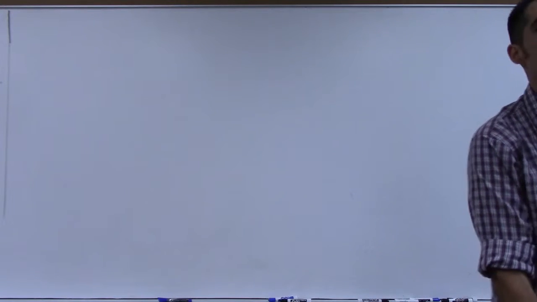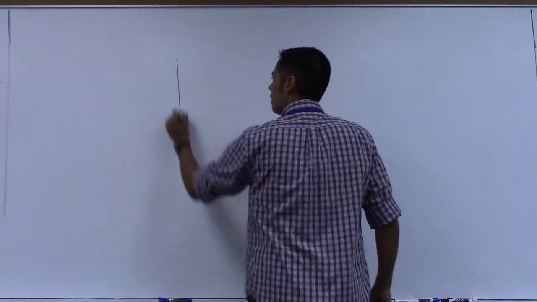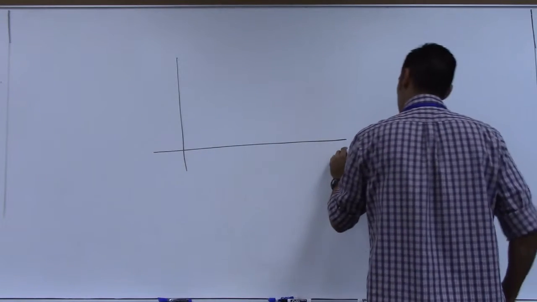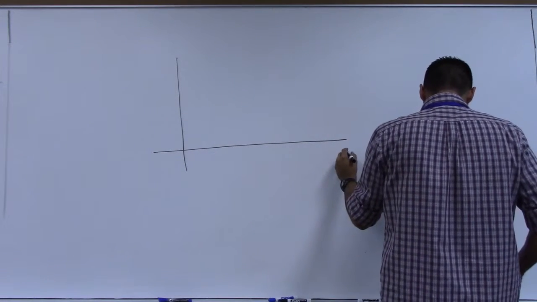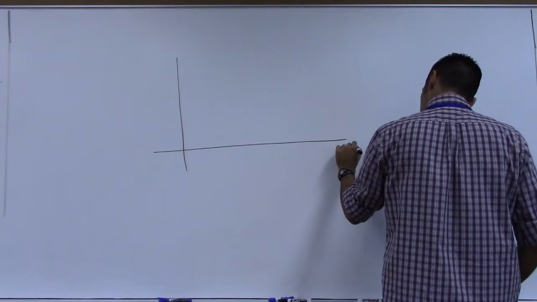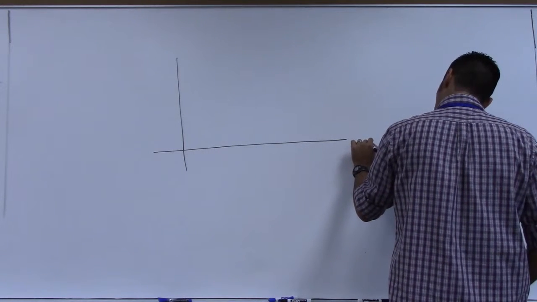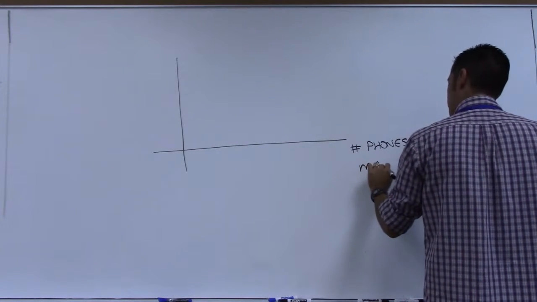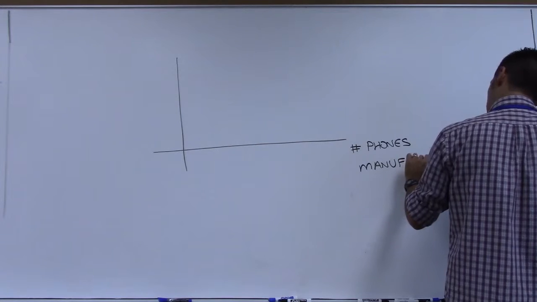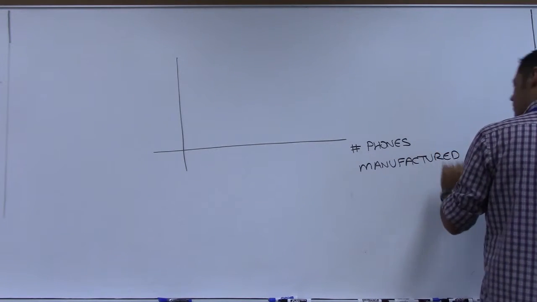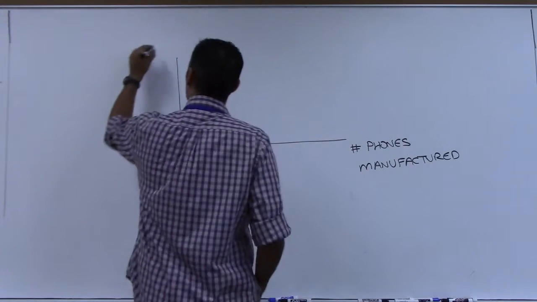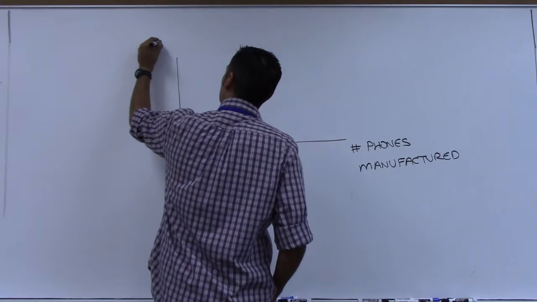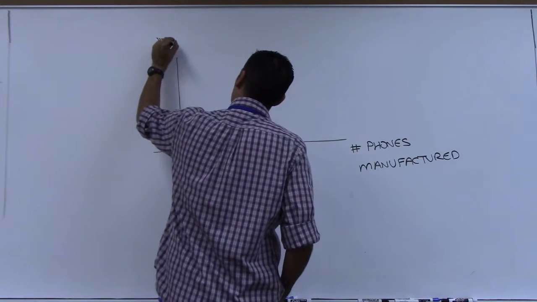But let me talk real quick about the inflection point and why it's important. That problem, not as much as this following one. Let's say that I have number of phones manufactured. And then we're going to say here income, money, all right? Let's see here, profit.